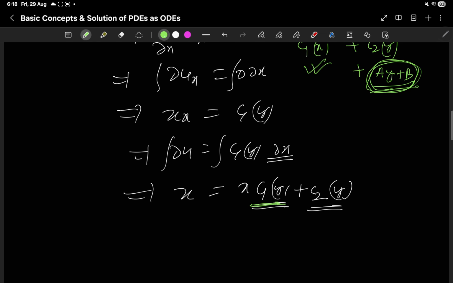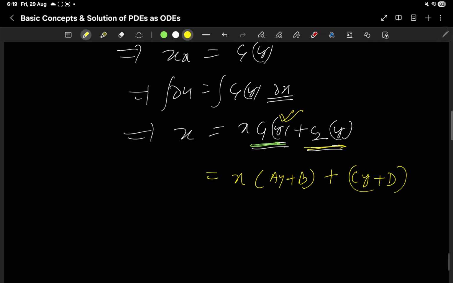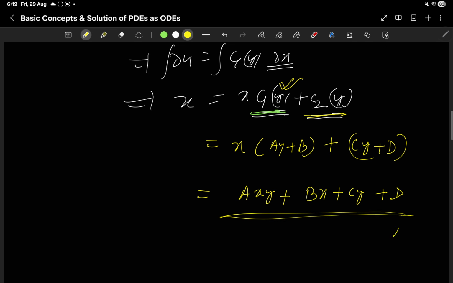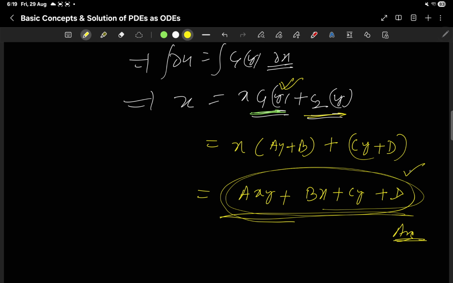So I can write it as x times a linear equation in y, ay plus b, and the other must also be a linear equation in y, suppose cy plus d. Then I just add it. It is axy plus bx plus cy plus d. So this is my answer. If you start from the answer side and differentiate it twice with respect to x, it will also be 0. If you differentiate it twice with respect to y, it will also be 0.